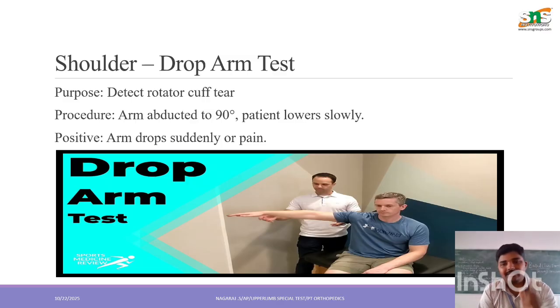Then we will go for the shoulder drop arm test. The purpose of the test is to detect a rotator cuff tear. Procedure: the arm is abducted to 90 degrees and the patient lowers it slowly. Positive if the arm drops suddenly or pain is present.